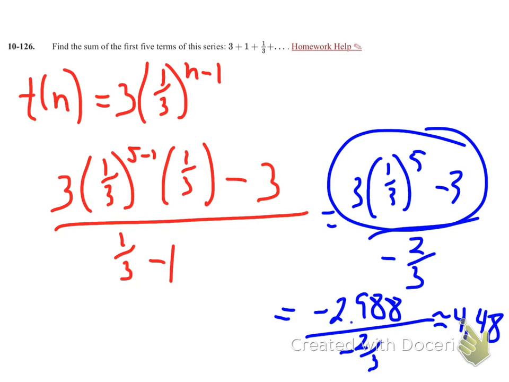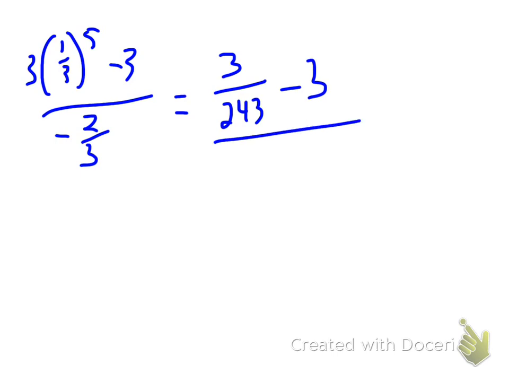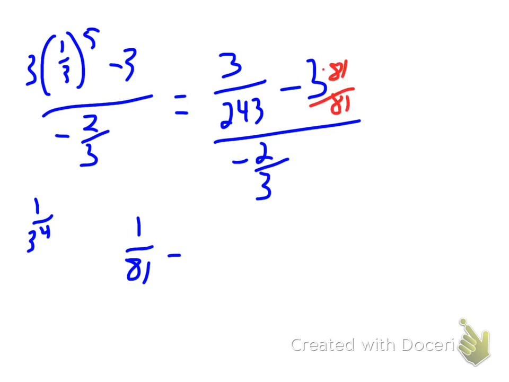Now let's say that I want to actually go through and figure out the exact answer for this one. So if I take this, 1/3 to the 5th, it's going to be 3 over 243, minus 3 divided by negative 2/3. This right here will simplify down to, it'd be the same thing as 1 over 3 to the 4th, which is going to be 1 over 81 minus 3. So this 3 I'm going to make with a common denominator, multiply by 81 over 81.